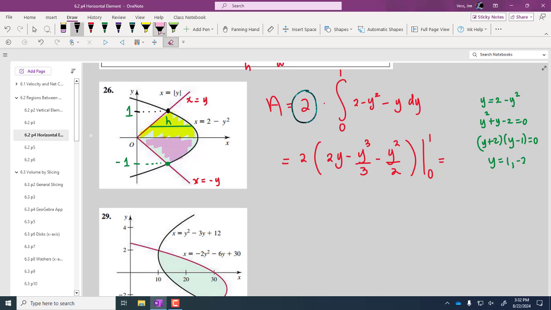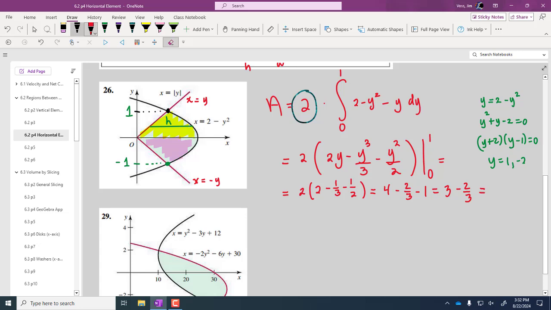When we evaluate this antiderivative at 0, we get nothing. So we only care about the value at 1. So we get 2 minus a third minus a half. And I'm going to just distribute this 2 because then we'll only have 1 fraction. So then common denominator of 3, we'll get 9 minus 2, which is 7, divided by 3. That'll be our answer.